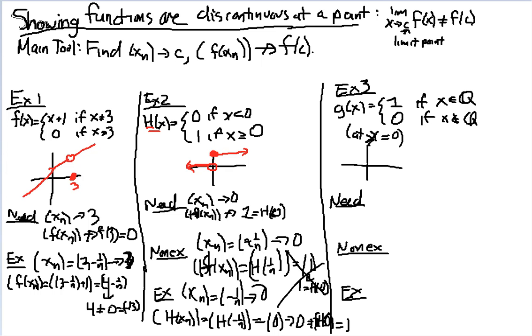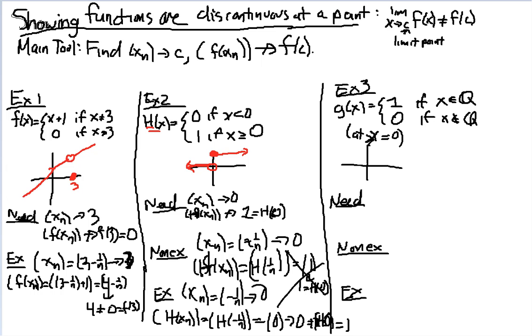I'm in the middle of giving you 3 examples showing how functions are discontinuous at a point. The main way to do this is to find a sequence that converges to c, but f of that sequence is not going to converge to f of c. I have 2 examples so far, and my third example is g of x equals 1 if x is rational and 0 if x is irrational. I'm going to show it's discontinuous at 0, even though it's discontinuous at a whole lot of points.